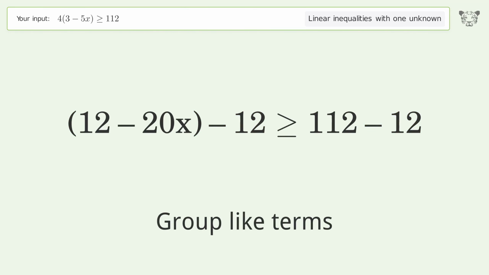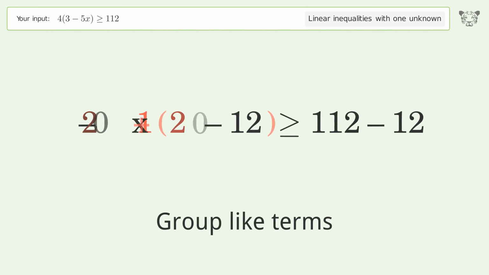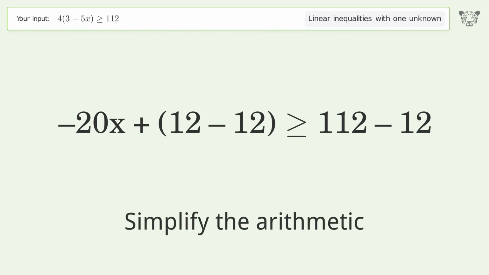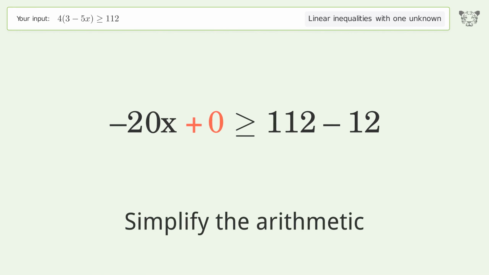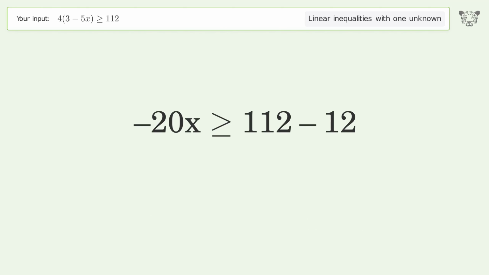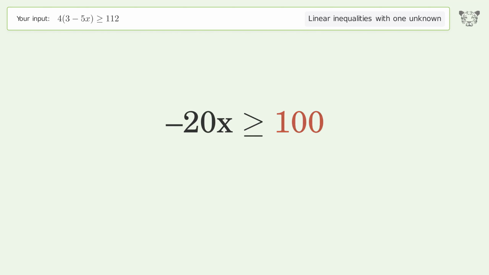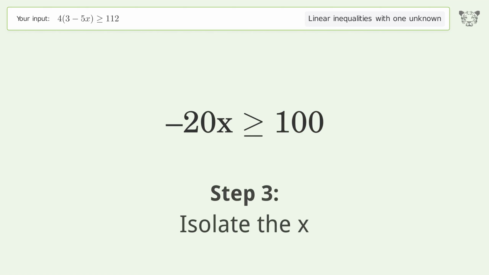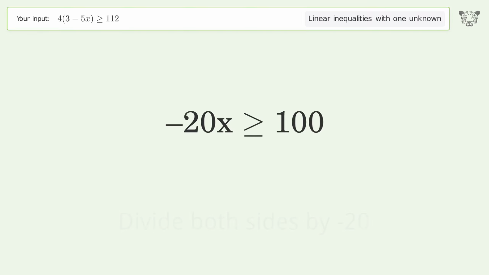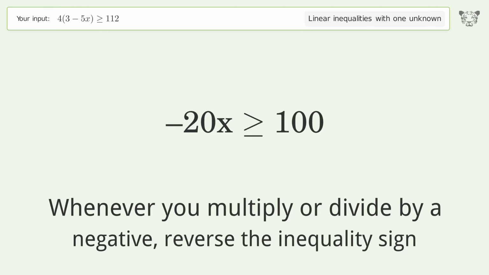Group like terms. Simplify the arithmetic. Isolate the x. Divide both sides by -20. Whenever you multiply or divide by a negative, reverse the inequality sign.